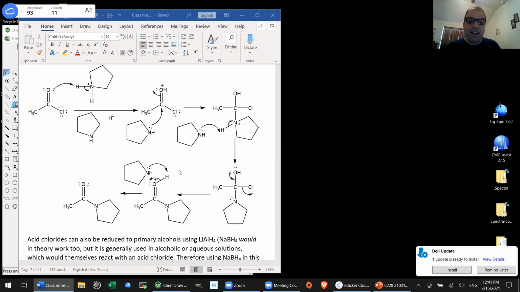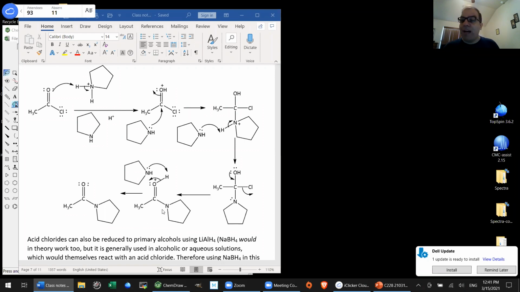You'll just get another resonance form of this intermediate. But I can think of at least two more resonance forms for that intermediate. There's also the resonance form that has two single bonds and then a plus charge on carbon. And you can also use the lone pair on nitrogen and have a double bond. So all three of those structures contribute to the overall structure.